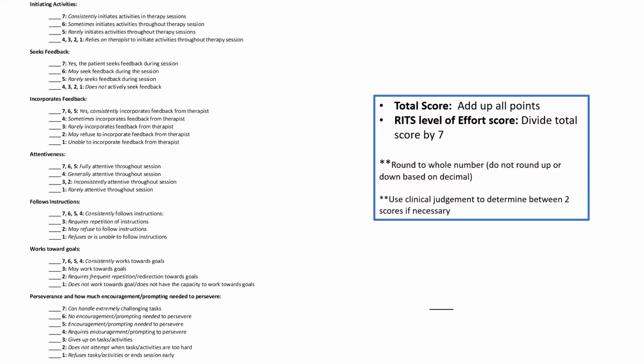How this worksheet works is you go through after every session and say, okay, initiating activities. Which of these best describes my patient? Then you put a check mark. At the end, you add up all your scores. For the lines that have multiple scores, like the 4, 3, 2, and 1, you would only add the 4, so the first number you see in the line. Once you get a total score, you divide that by 7. Oftentimes, you're going to get a decimal. Don't initially round up or down, because let's say you get a 3.8. That means that person very solidly scores a level 3.